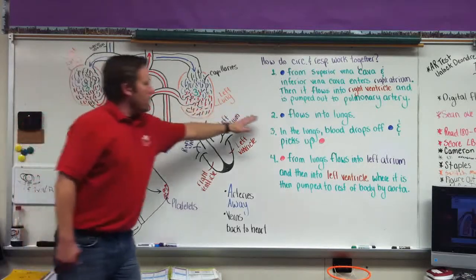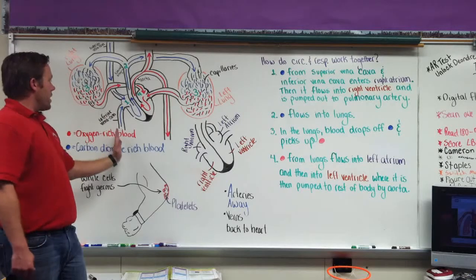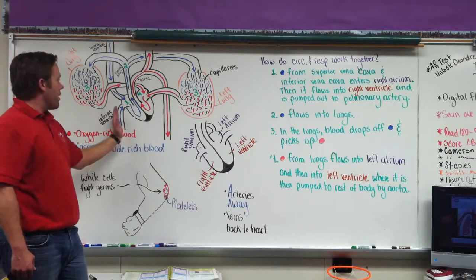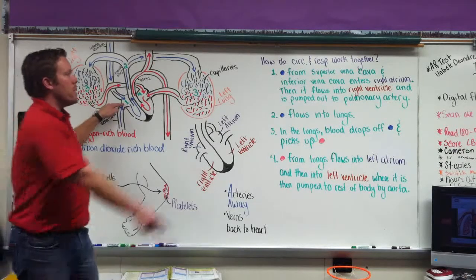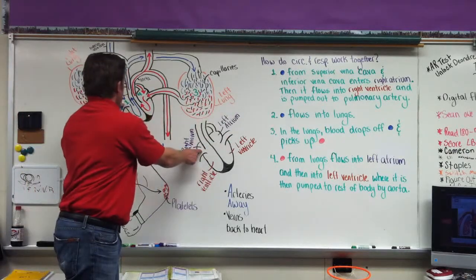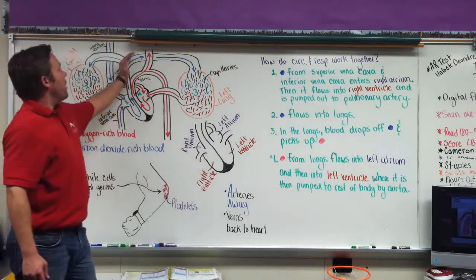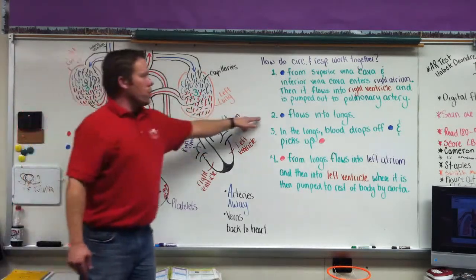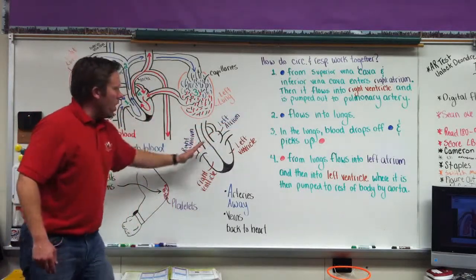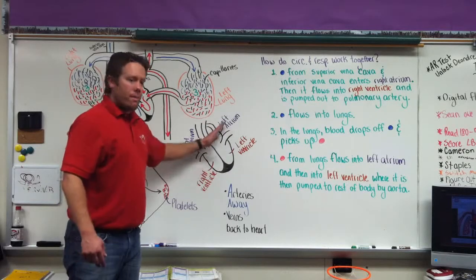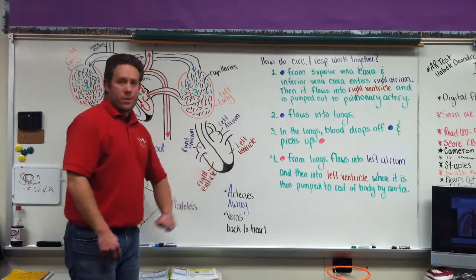Okay, step number 2, it flows into the lungs. Once again, the blood came from the inferior vena cava and the superior vena cava into the right atrium. Then it went into the right ventricle, and then it got pumped out by the pulmonary artery to the lungs. The upper chamber of the heart is the atrium. The lower chamber of the heart is the ventricles. Okay, so keep that in mind.